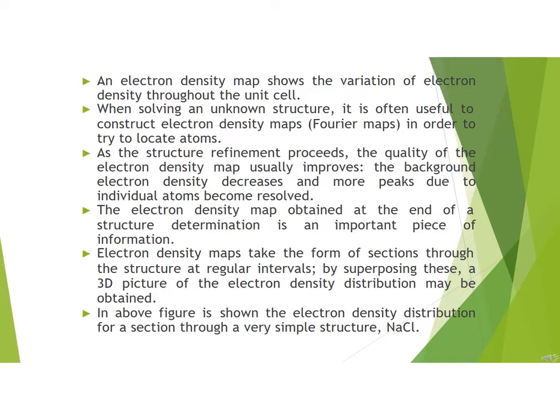As the structure refinement proceeds, the background electron density decreases because more peaks become resolved due to the individual atoms, due to which the quality of the electron density map improves. An electron density map takes the form of sections at regular intervals, and by superposing these sections, a 3-dimensional picture of electron density distribution is obtained. In the above mentioned figure, the electron density distribution for a section through a very simple structure of NaCl is shown.